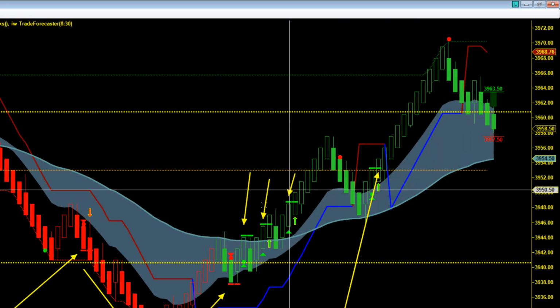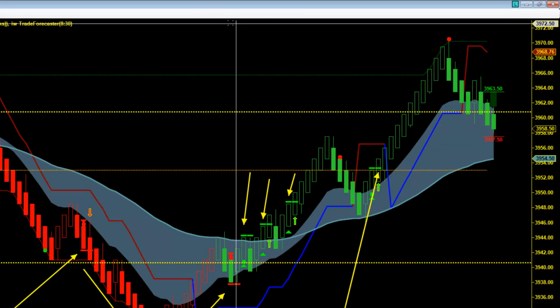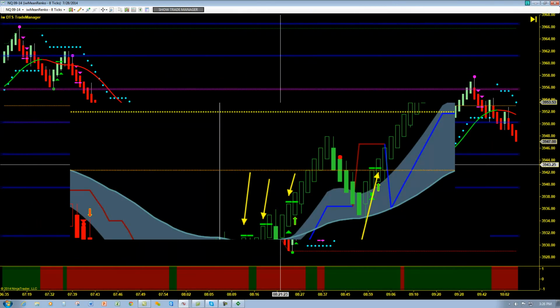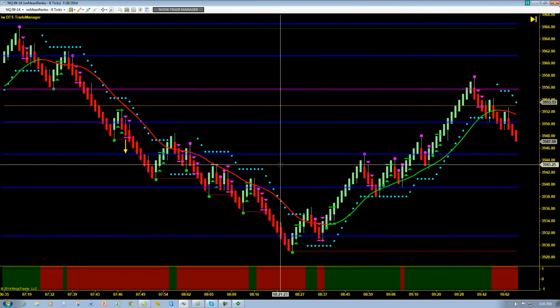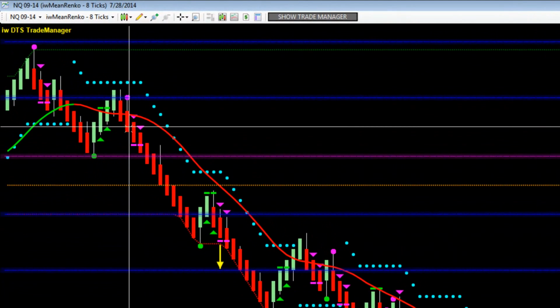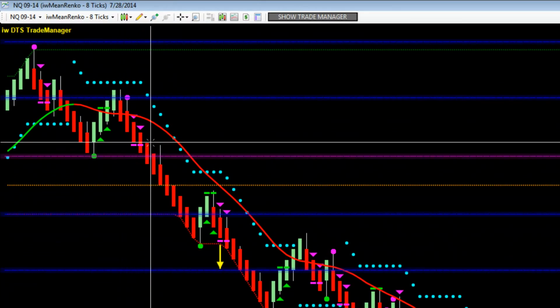So those are just the trades that were available on the Eagle. Let's take a look at the Falcon as well. All right, so let's start with our Falcon trades here for the day. Same day, July 28th, 2014 for the NQ. And we're going to see that we get our first entry right here around 9:39 Eastern Standard Time.